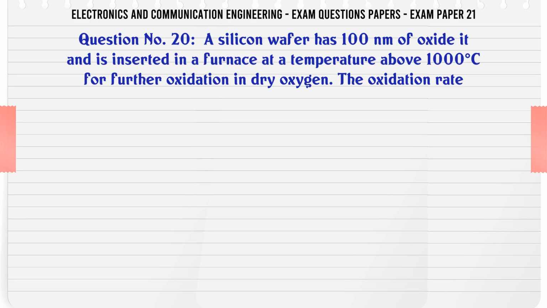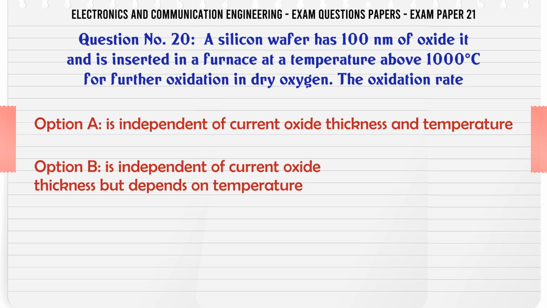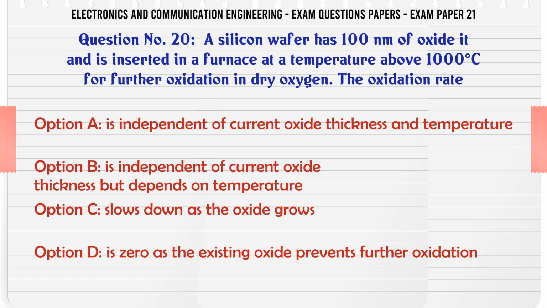A silicon wafer has 100 nm of oxide on it and is inserted in a furnace at a temperature above 1000 degrees C for further oxidation in dry oxygen. The oxidation rate A. is independent of current oxide thickness and temperature.